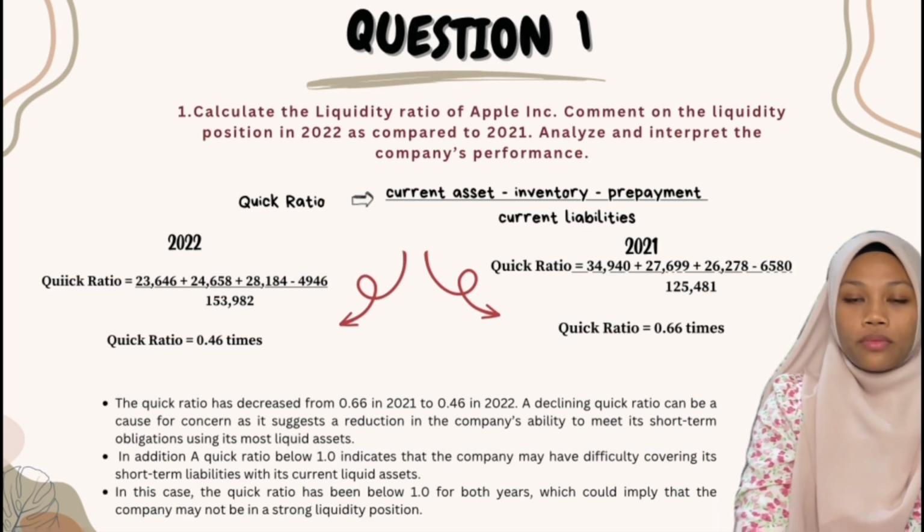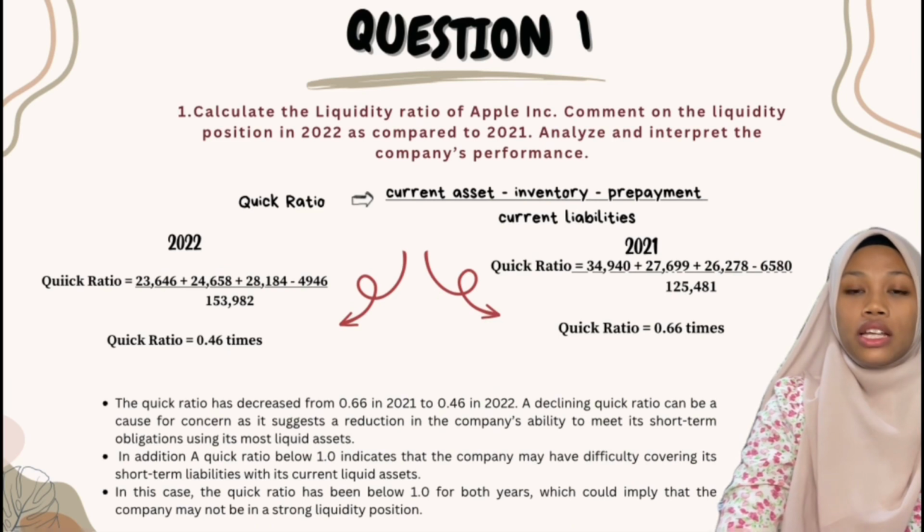In addition, a quick ratio below 1 indicates that the Apple Company may have difficulty covering its short-term liabilities, which is current liquid asset. In this case, the quick ratio has been below 1 for both years, which could imply that the Apple Company may not be in a strong liquidity position.